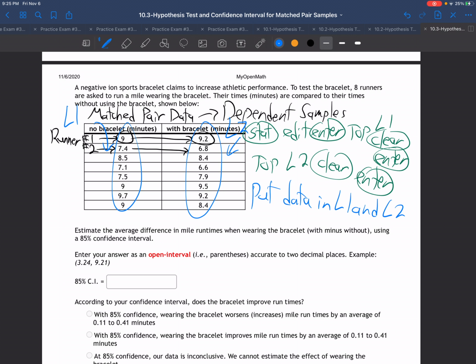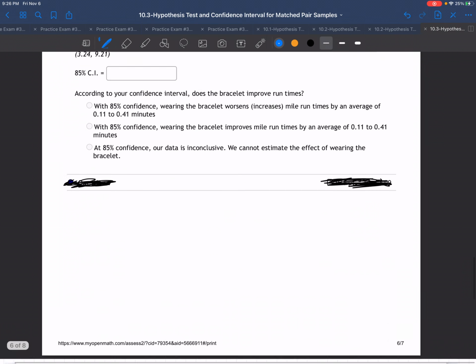I'm going to do that also right now. Let's see here. Stat, edit, go up and clear. Clear L1 and L2, and then put the numbers down there, and then over in L2. All right, I've got them in L1 and L2. Now what do we do?